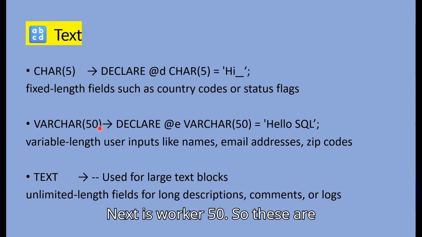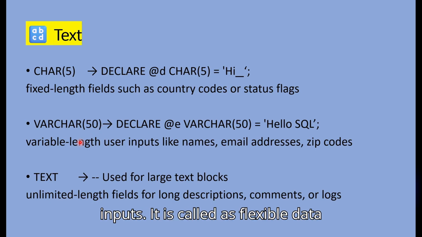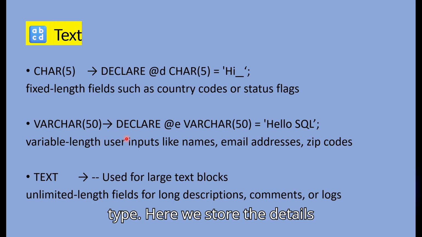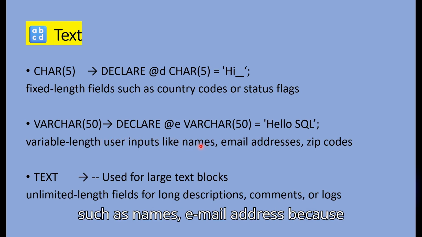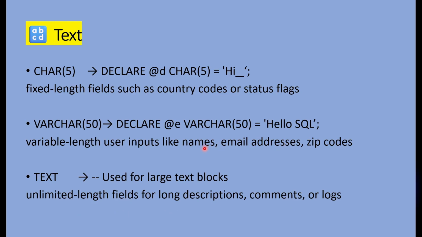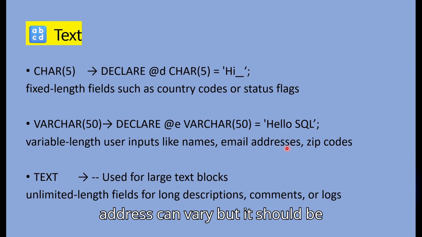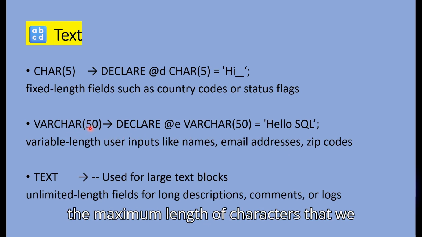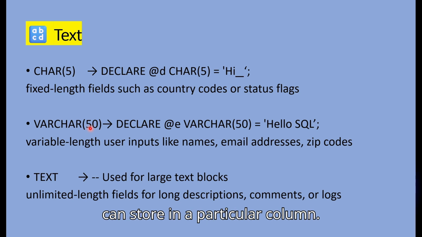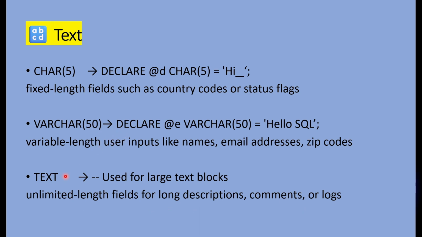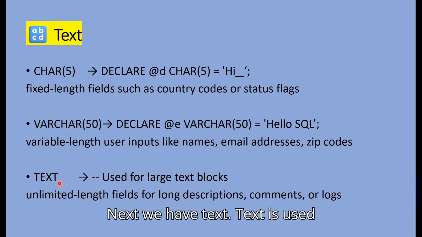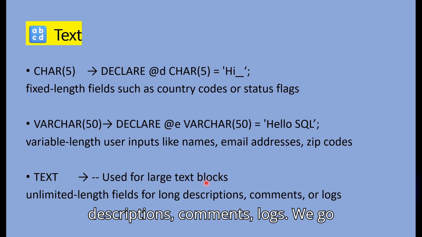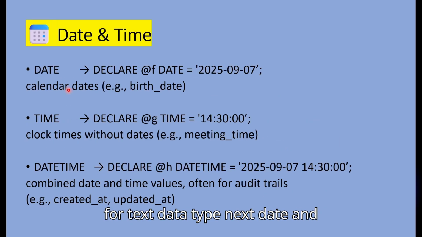Next is varchar 50. These are used for flexible length inputs. It is called a flexible length data type. Here we store details such as names and email addresses, because the length of names and email addresses can vary, but it should be within a limit. So in varchar 50, 50 is the maximum length of characters that we can store in a particular column. Next we have text. Text is used for storing large text blocks, descriptions, comments, logs. We go for text data type. Next, date and time.